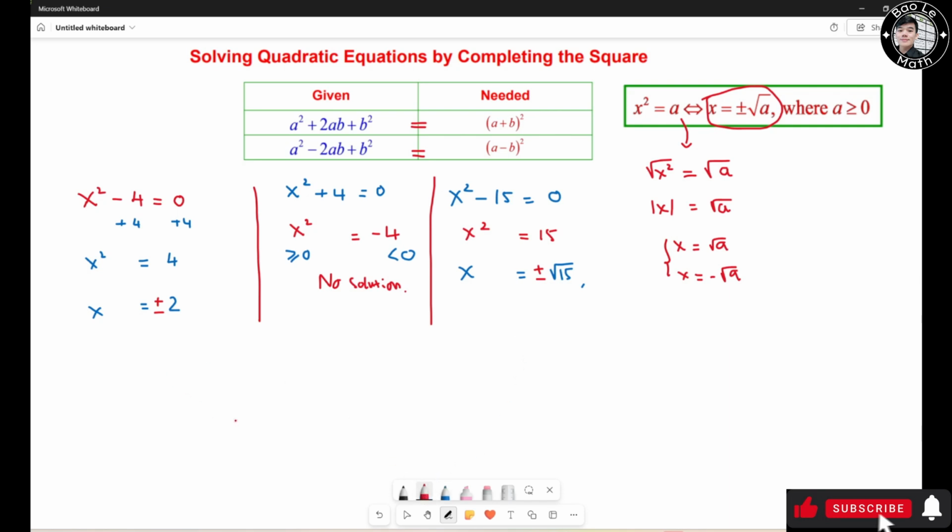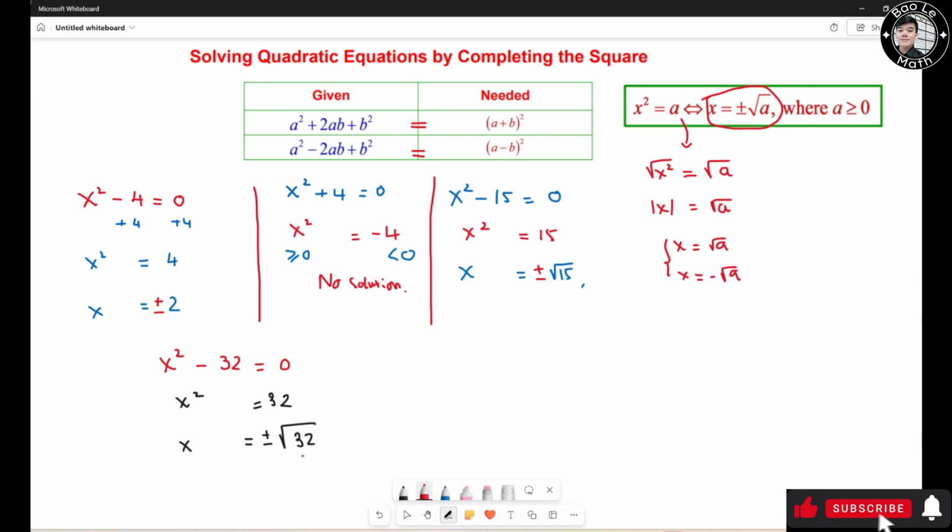Now let's take a look at the next example. s squared minus 32 equals 0. Right, now I need to add 32 both sides. It's going to be s squared equals 32. Right, and then I'm going to take square root both sides. It's going to be s equals plus and minus square root of 32.